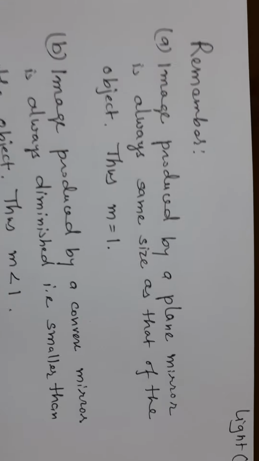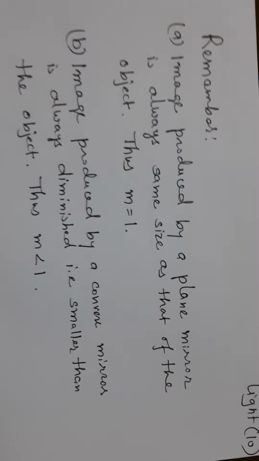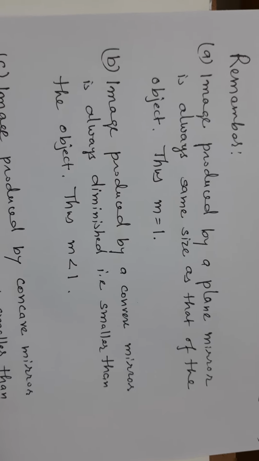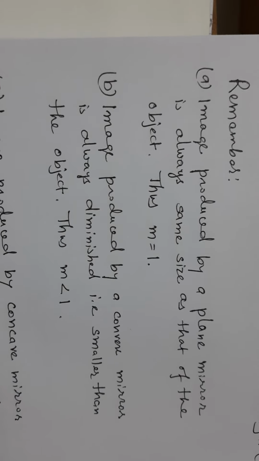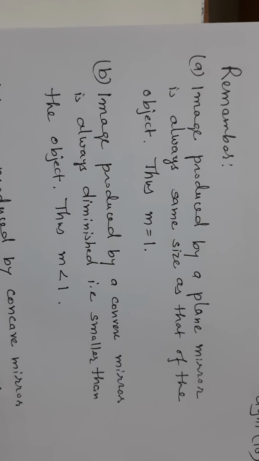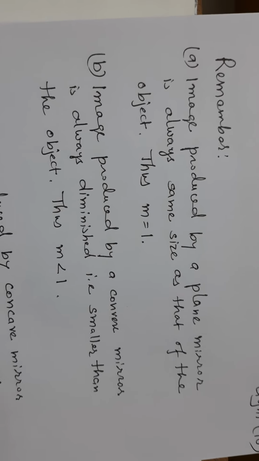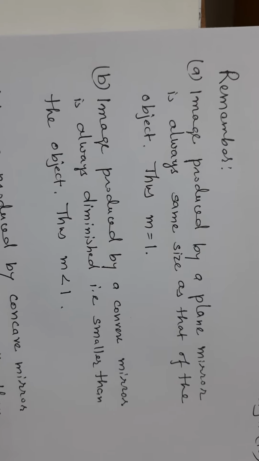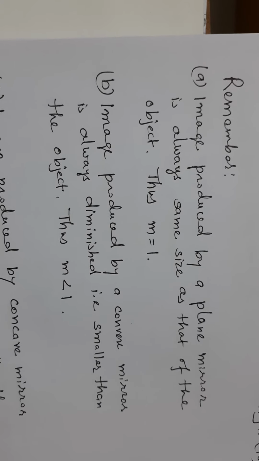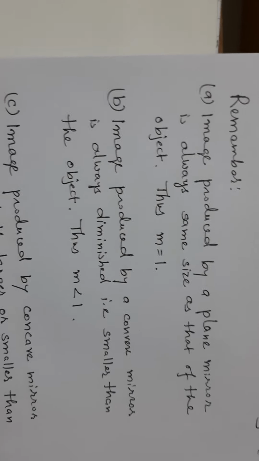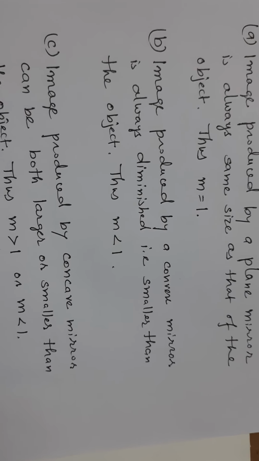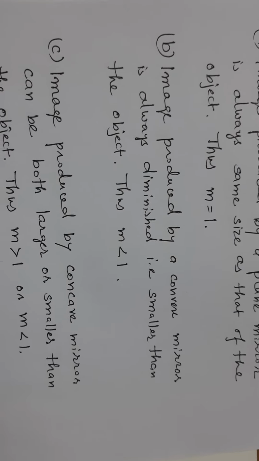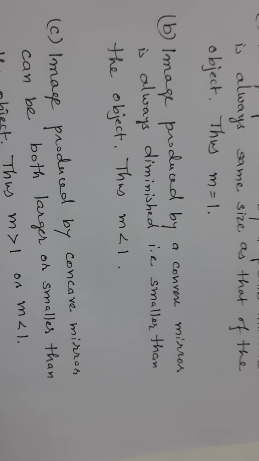Remember, the image produced by a plane mirror is always the same size as that of the object. So in case of a plane mirror, when you are standing in front of it, your image is similar to you, that is, it is equal. m is equal to 1. Then second, the image produced by a convex mirror is always diminished, that is smaller than the object. Thus, m is less than 1.